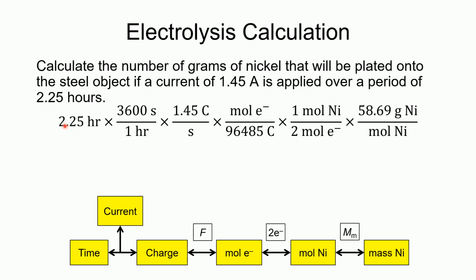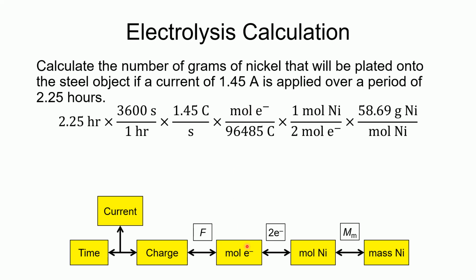2.25 hours. We do want to convert those hours into seconds. So 60 minutes times 60 seconds is 3,600 seconds per hour. So we multiply by 3,600. That gives us our time in seconds. We're going to multiply by the 1.45 amperes, which is 1.45 coulombs per second. So you'll see our seconds cancel out. Then that gives us the charge. We're going to divide by the Faraday constant, which is 96485 coulombs per mole of electrons. So now our coulombs will cancel out. That will give us our moles of electrons.